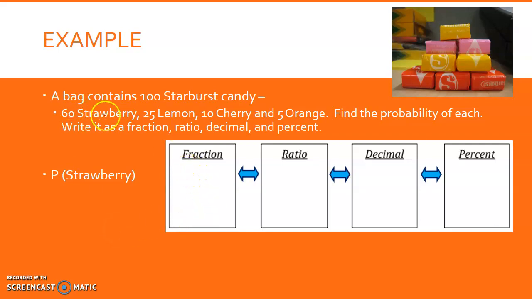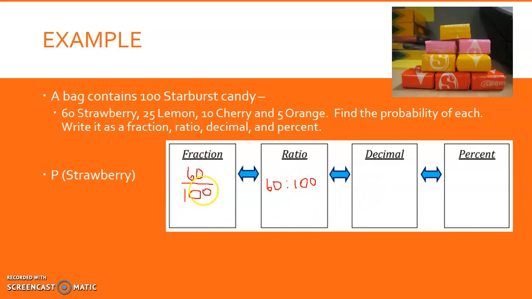So if we look up here, we can see that we have 60 strawberries in the bag, so 60 possible favorable outcomes. We have 100 possible outcomes because there are 100 candies in the bag. And so our fraction would be our favorable outcomes over our possible outcomes, so 60 over 100. Our ratio is written in a similar way. We have 60 to 100 as our ratio. Our ratio of strawberry to all of them is 60 to 100.